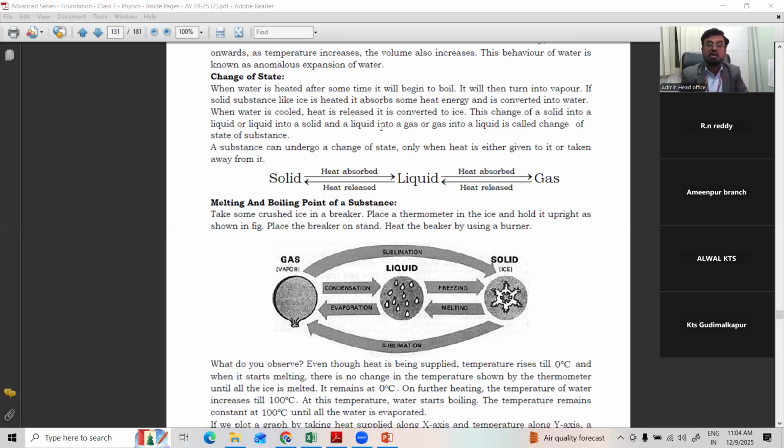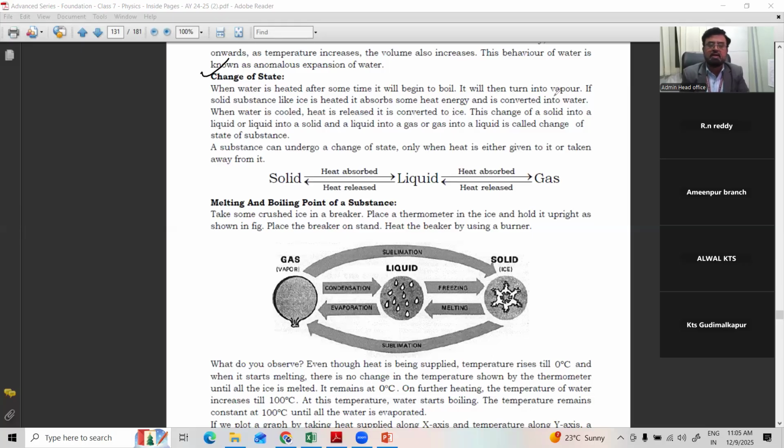Right? See, what is change of state? Change of state means solid is converted into liquid, liquid is converted into vapor, again vapor is converted into liquid, liquid is converted into solid. So many ways it happens. We can change the state of matter either by heating or by cooling. And such change is called change of state. Clear?